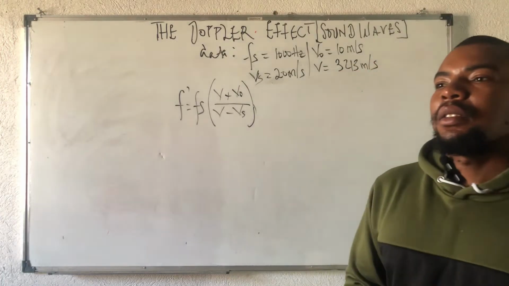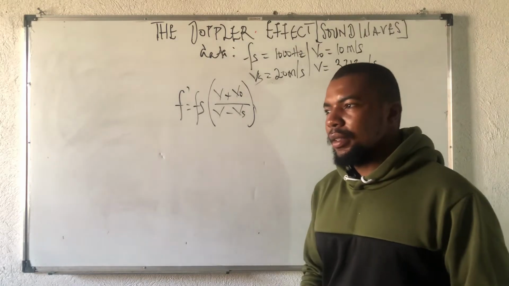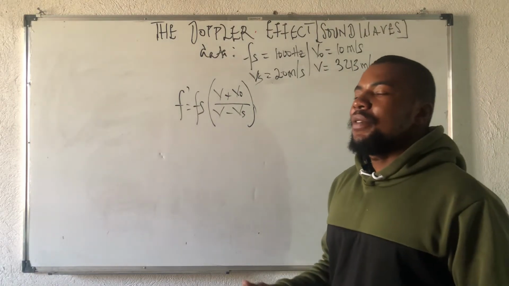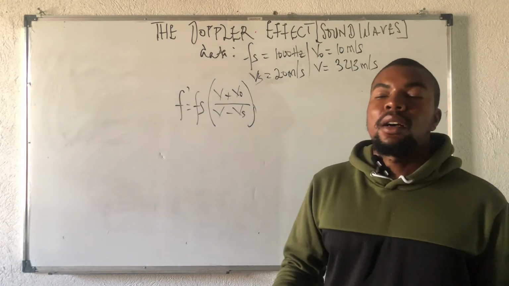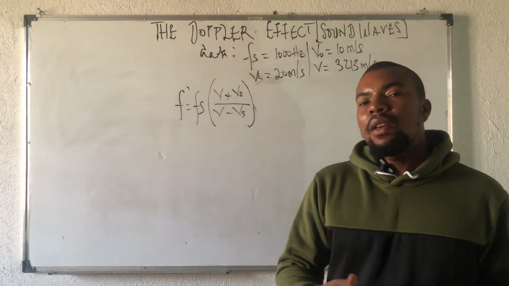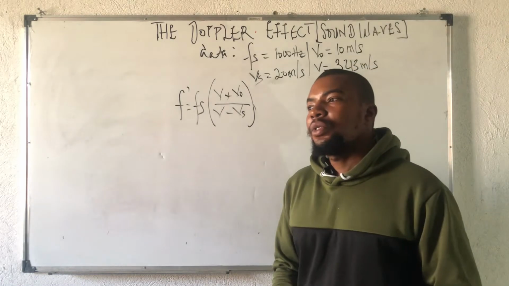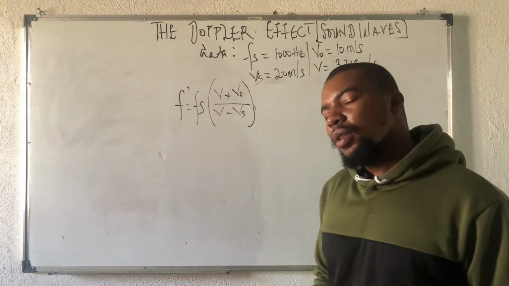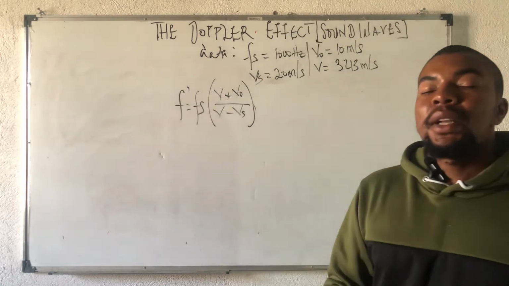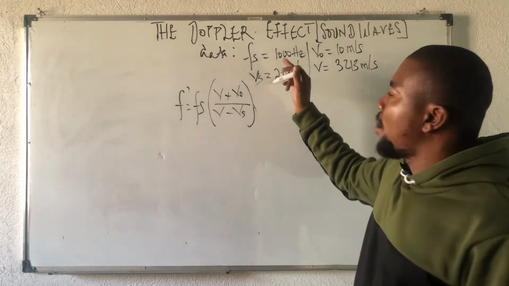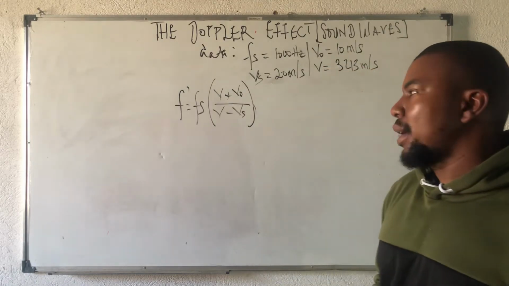For the second part, the question says, if the observer stops, what will be the new frequency? If the observer stops and the source is still moving towards the observer, we expect that the apparent frequency will be higher than the frequency of source, because the source is not moving away, but still towards the observer. We also expect a value higher than 1000 hertz. So let's work it out and see if we get the answer we expect.